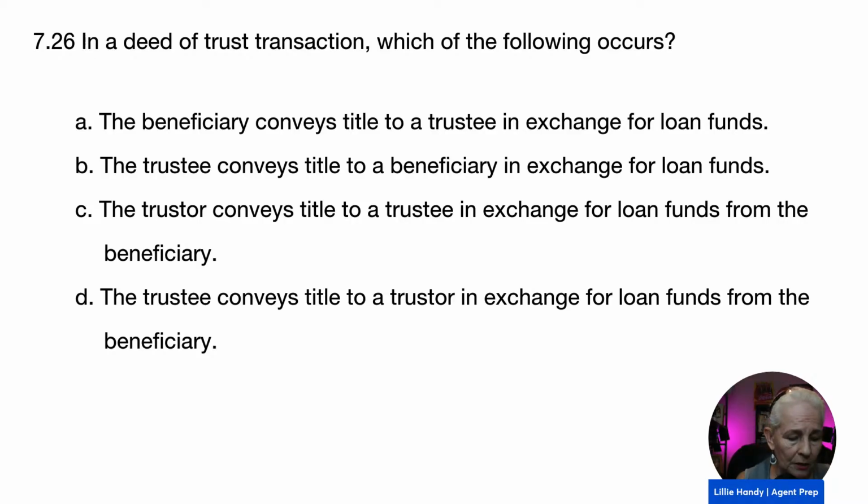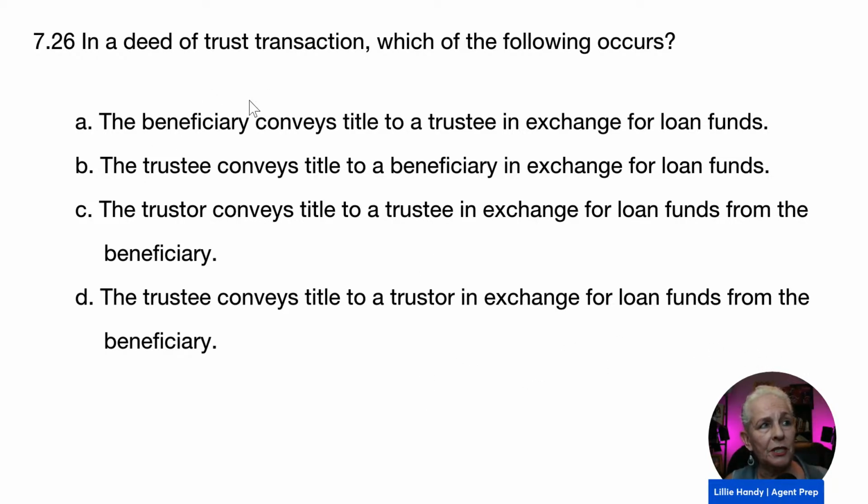So who is the trustor? Who can answer that? 726C is the correct answer. The trustor conveys title to a trustee. The trustee keeps the title in exchange for loan funds from the beneficiary. The trustee is a neutral party that the bank entrusts to follow through with what is declared in the deed of trust.